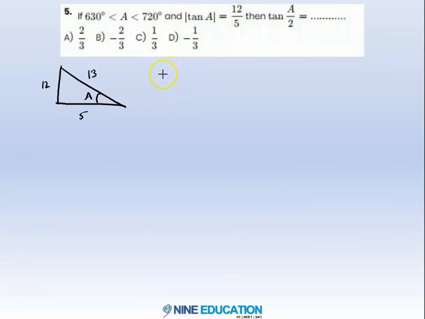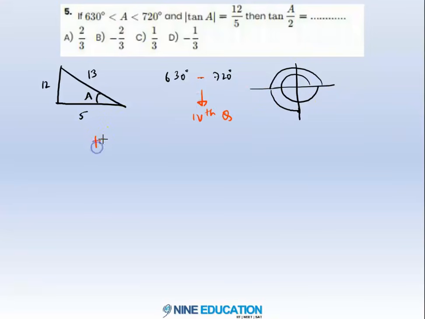Since the angle is 630 to 720 degree, it means 360 degree, one full rotation, is completed. And again 180 degree, that is 540 degree. Again 90 degree means it is somewhere here. So it's in the fourth quadrant. 630 to 720 degree means we are in the fourth quadrant. In the fourth quadrant, tan is negative. So it means tan A value is nothing but minus 12 by 5, because tan is negative in the fourth quadrant.